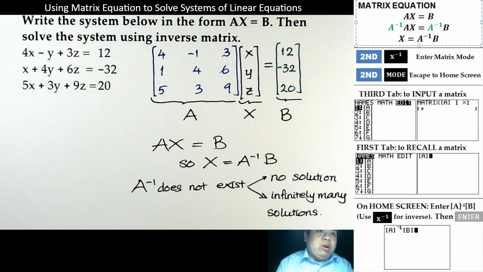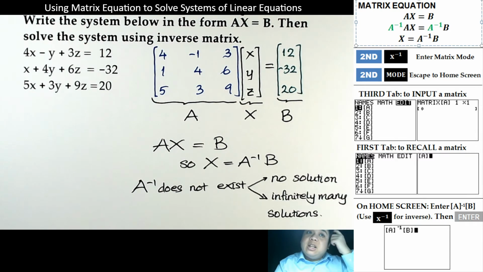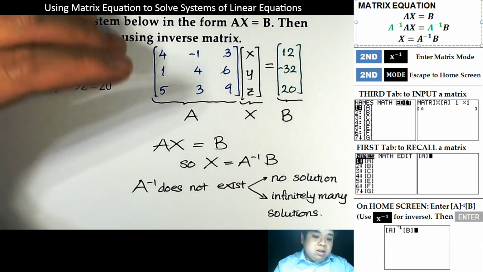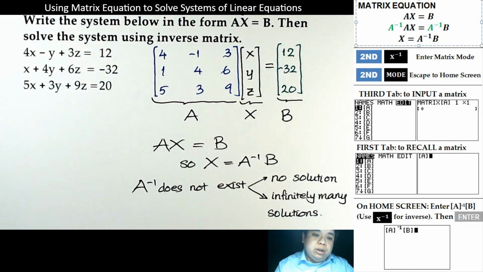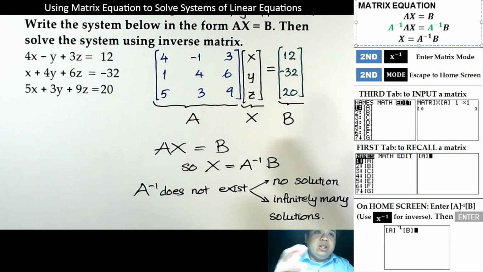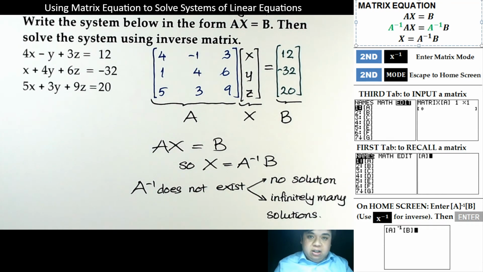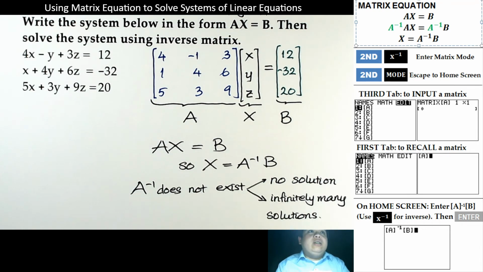Unfortunately, if we use the matrix equation, that's as far as we go; we won't be able to tell if it is no solution or infinitely many solutions. We have to use different methods to determine that. But if the inverse exists, there should be a solution. And we just use the calculator because, once again, 3 by 3 is too complicated. It takes too much time to do.